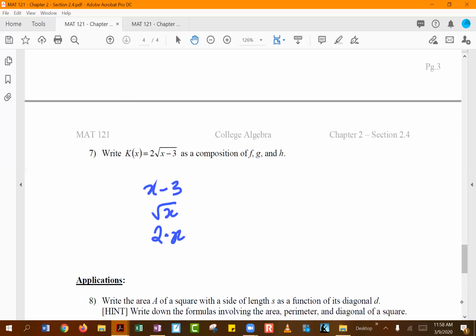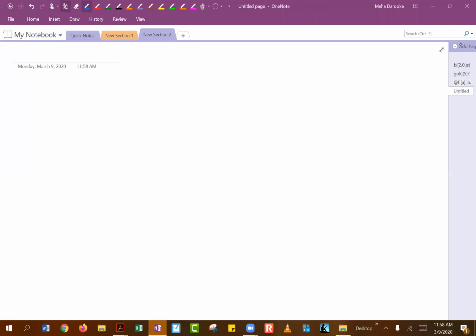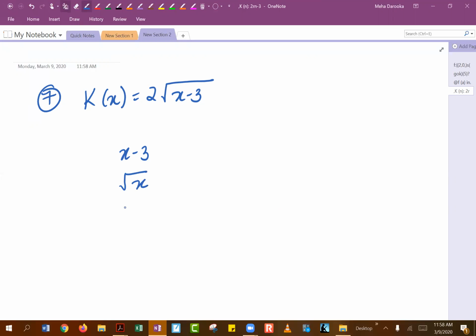So you can label them how you want to. It doesn't matter. You can go in the order of f, g, h. You can switch that order, but you have to be careful how you set it up because we need to come back to the original function. So let's write this guy down. This is capital K of x equals 2 times square root of x minus 3. So one function is just a subtraction of 3. One of them is just the square root, and the other is multiplying by 2.